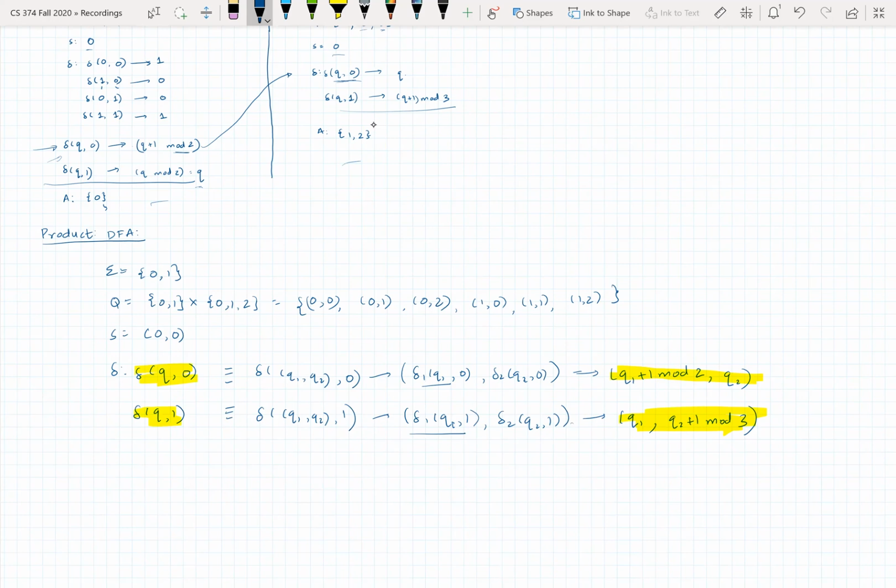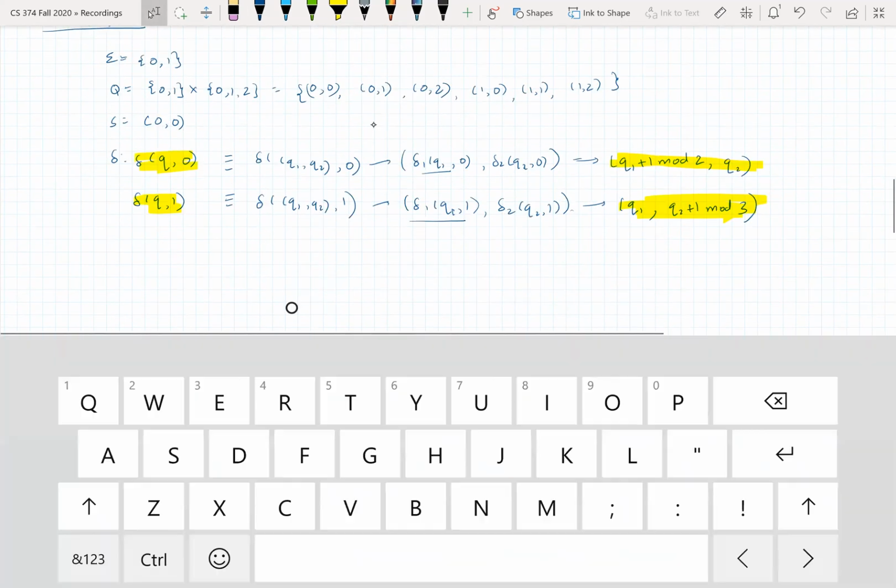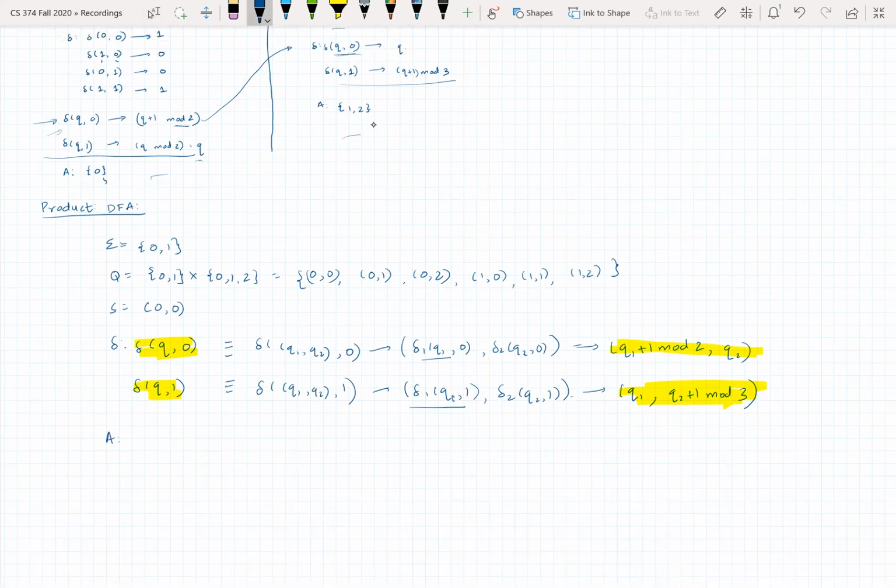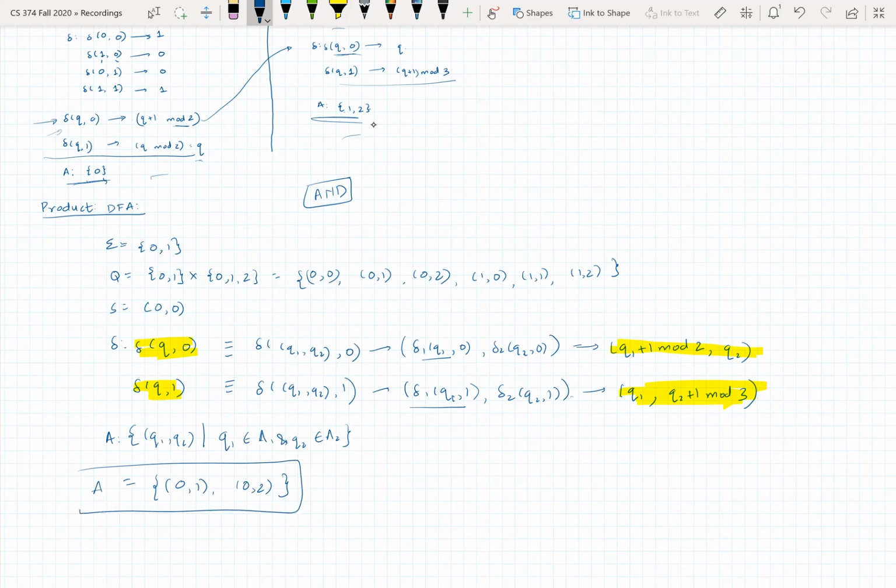Okay. And finally, what do we have to write? We have to write the set of accept states, A. Because now this was an AND construction, the set of accept states is all Q1 comma Q2 such that Q1 belongs to A1 and Q2 belongs to A2. So first of all, it is a set, we will write it in braces. So what is this over here? It is 0, 1 and 0, comma 2. Set of accept states. And that's it. That is our product construction.